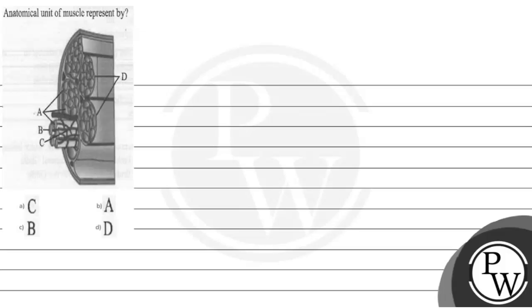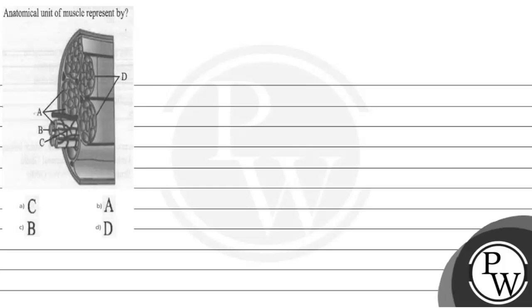Hello बच्चों, let's discuss the question and the question is anatomical unit of muscle represented by A, B, C and D. Question में आपको diagrammatical view given है of the cross section of the muscle. मसल की क्रॉस सेक्शनल व्यू आपको गिवन है. इस क्रॉस सेक्शनल व्यू में से आपको ABCD को आइडेंटिफाई करके पता लगाना है दैट विच इज द anatomical unit of muscle out of these A, B, C and D.